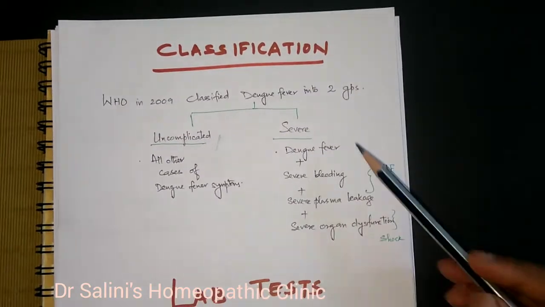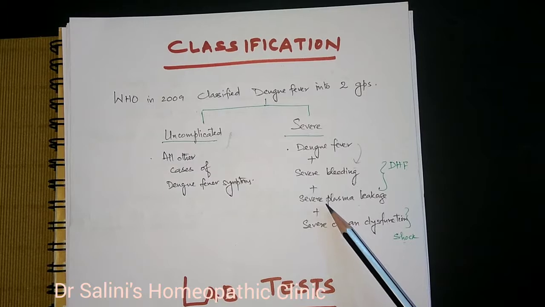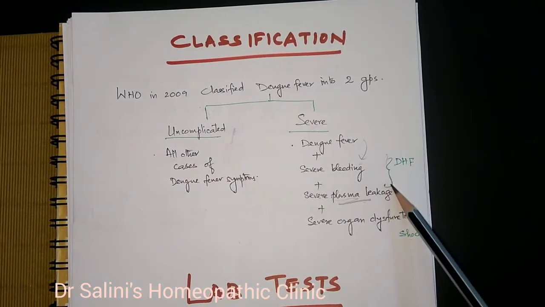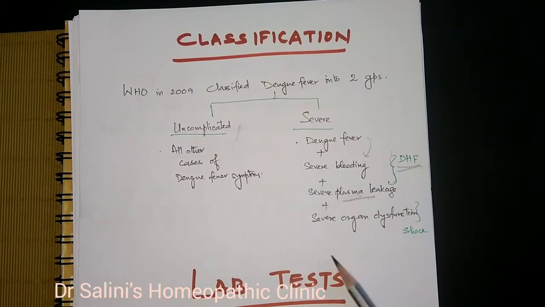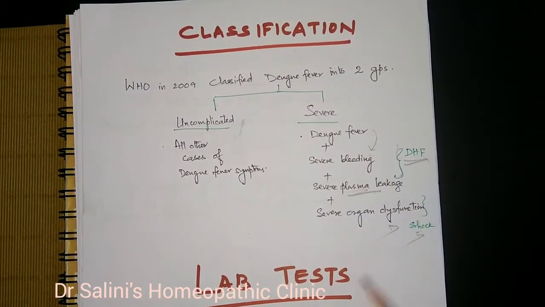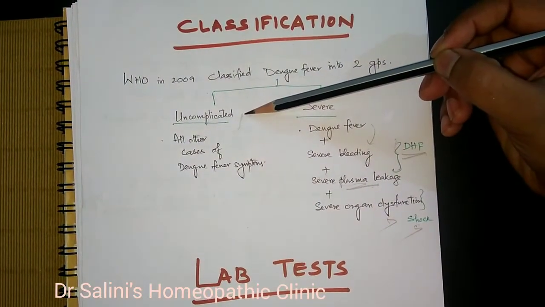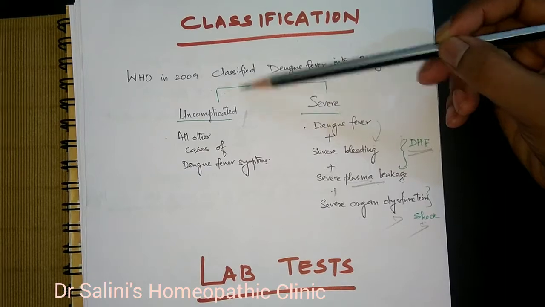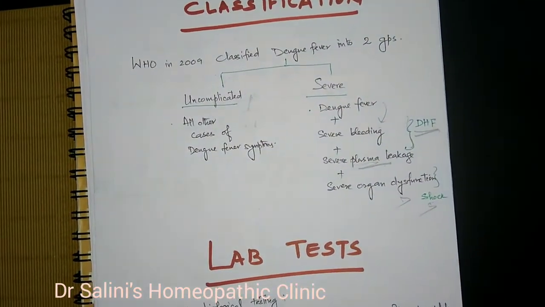The severe cases have dengue fever along with severe bleeding, severe plasma leakage, which is the dengue hemorrhagic fever of the prior classification, and severe organ dysfunction, known as dengue shock syndrome. Other uncomplicated cases, like we have mentioned before, febrile cases, fall under this classification.